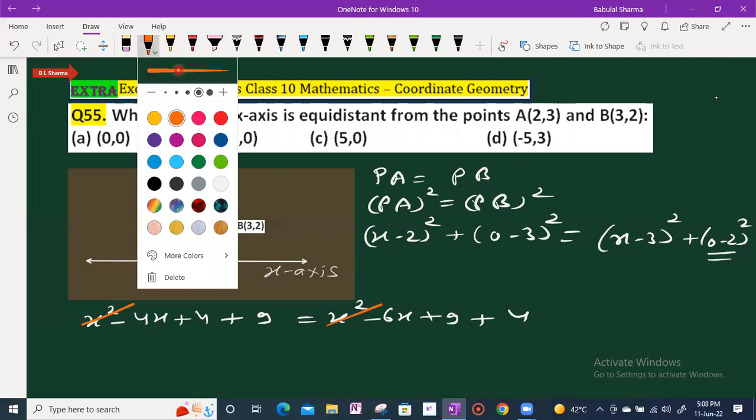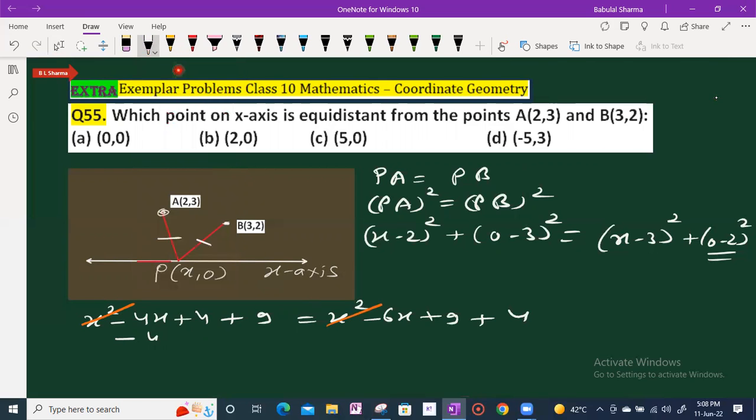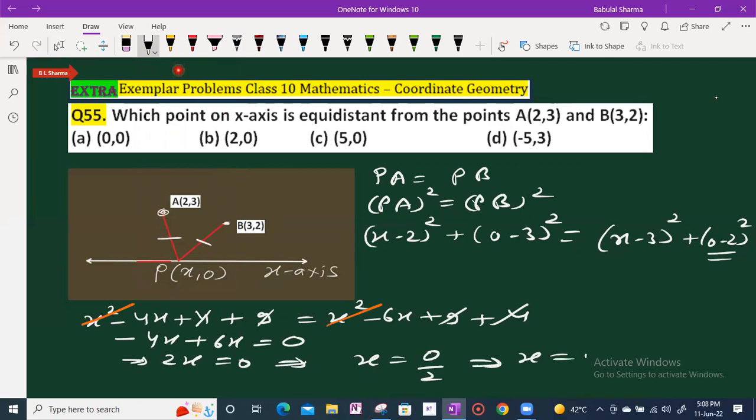So minus 4x plus 6x is equal to, 4 will be cancelled by 4, 9 will be cancelled by 9, so that is 0. 2x is equal to 0. It means x is 0 by 2. It means x is 0. 0 by 2 is 0. Therefore, the x coordinate of that point will be 0.